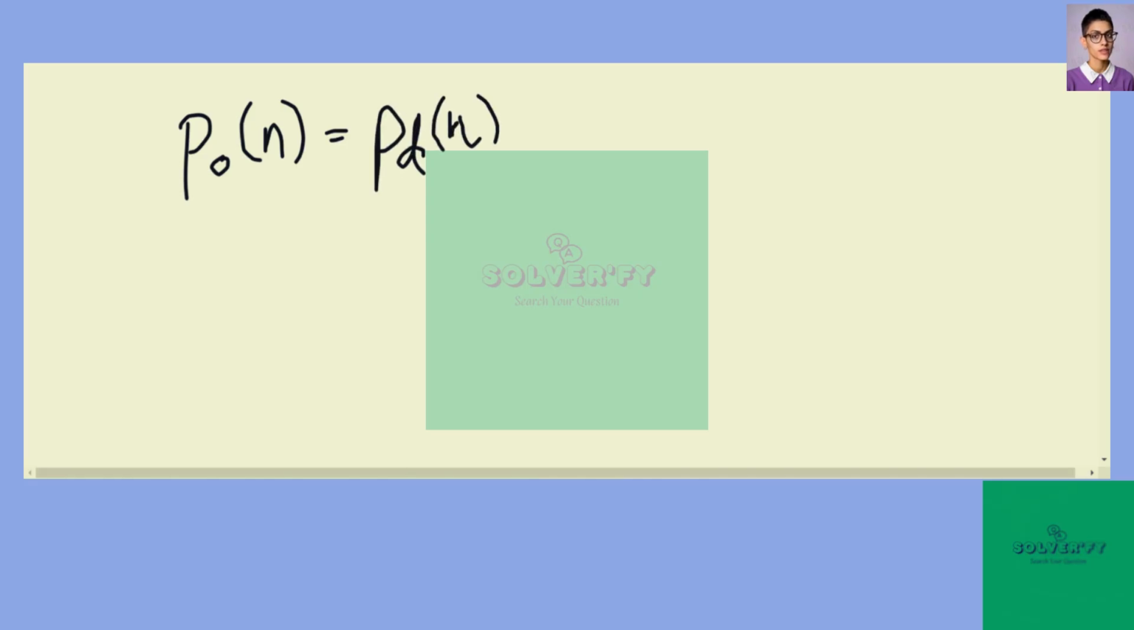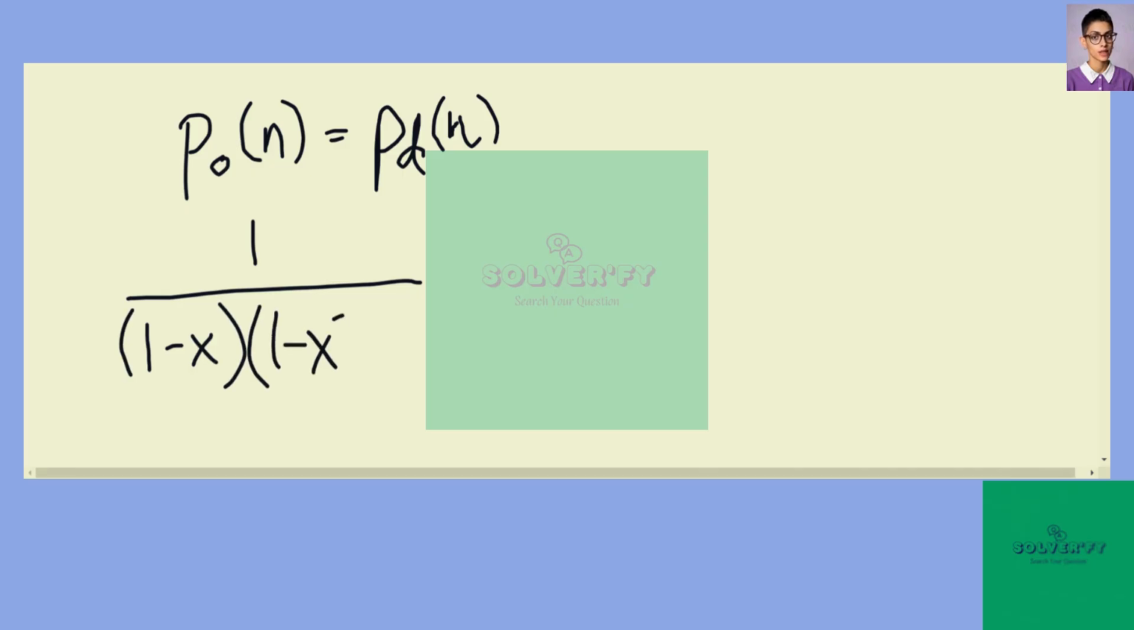To prove this statement, recall that the generating function of PO of n is the function 1 over 1 minus x times 1 minus x cubed times 1 minus x to the fifth, and so on.